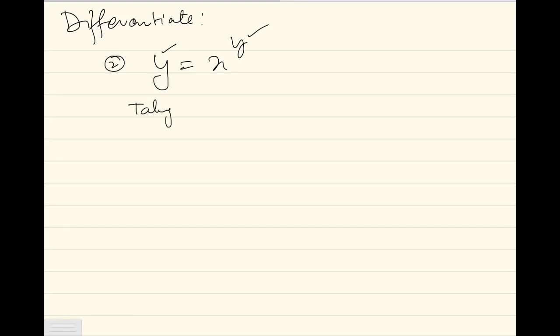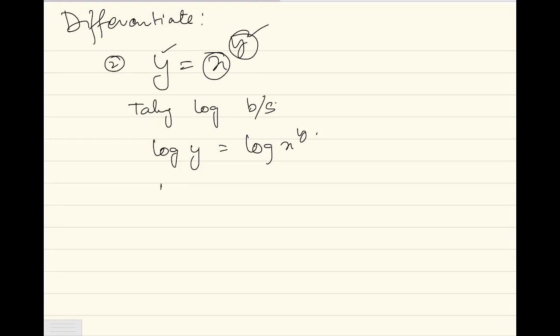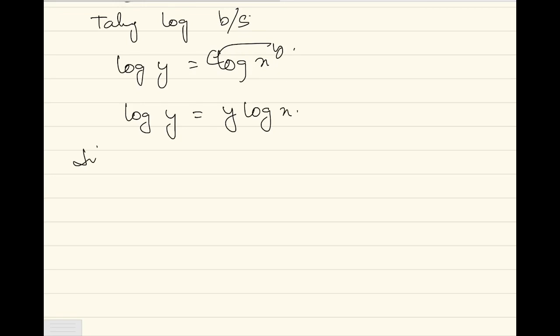Taking log both sides, because there is a variable in the power and a variable in the base, correct? So what do I get? Log y equals log x to the power y. By the way, if you want the direct formula, you can use that as well. So this gives me log y equals y log x, applying the power law because the power comes in the front. Now differentiating both sides with respect to x.